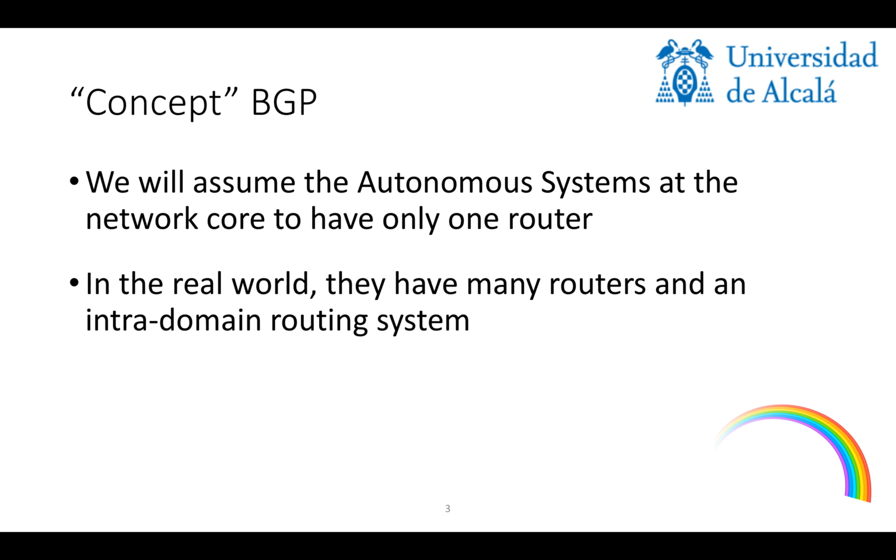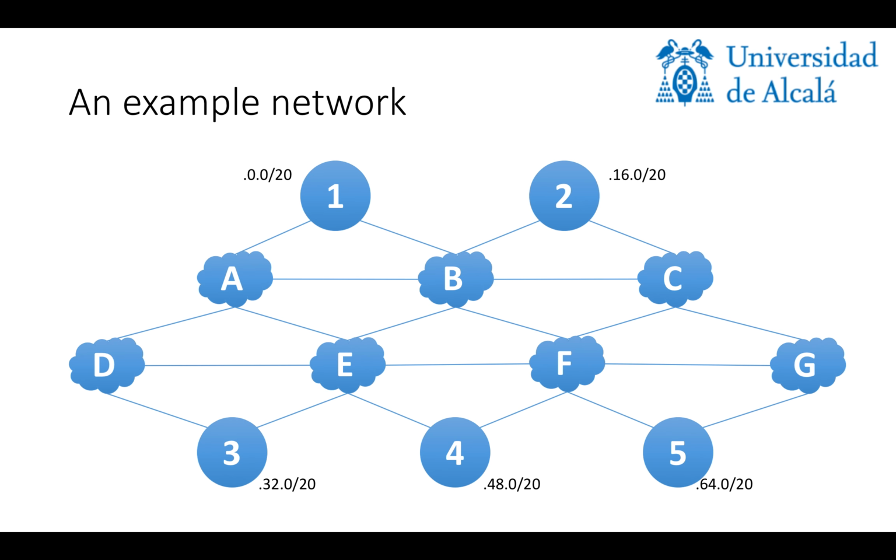Now a disclaimer, we're talking about concept BGP here. It's a simplification. In this video, we will assume the autonomous systems at the network core only have one router, while in the real world, they have many routers and an intra-domain routing system. This could be an example network.